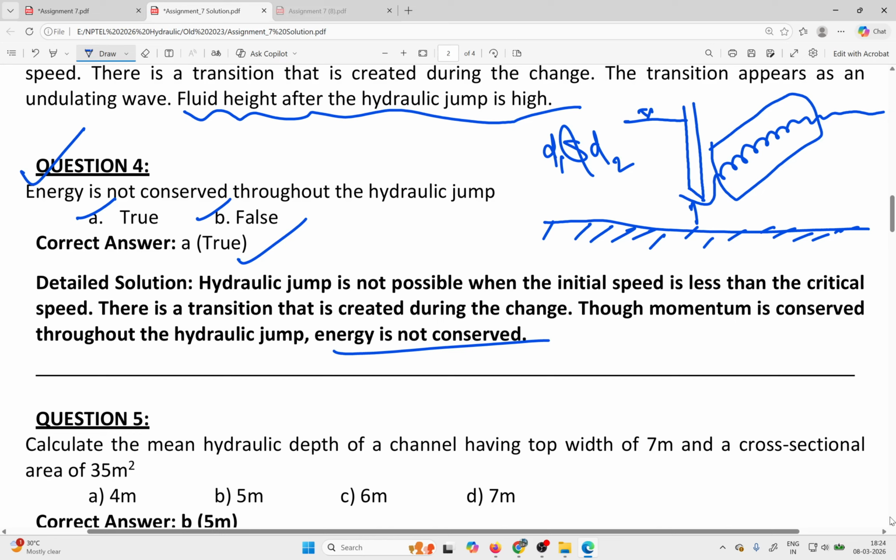Next one also, you are able to see the answer, no issue. So question 5: calculate the mean hydraulic depth of a channel having a top width of 7 meter and a cross sectional area of 35 meter square. So you need to calculate the mean hydraulic depth, means R. So area by perimeter.